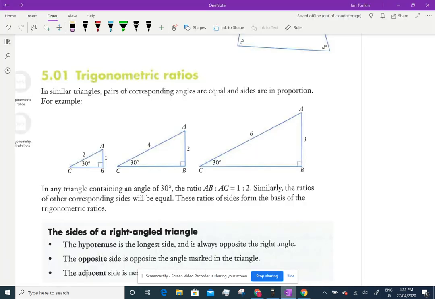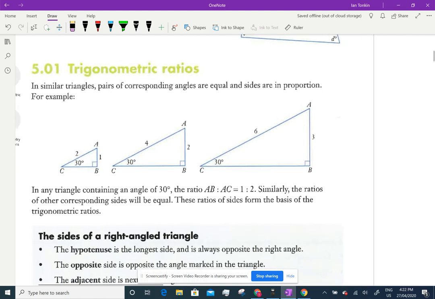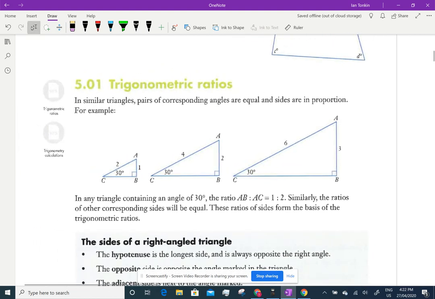Okay, Year 11, about to start our new unit on trigonometry. The first couple of chapters, a couple of exercises, are just revision. I like the way that this textbook starts it though, and it starts it with similar triangles, which is what trigonometry is. So here you can see three examples of right angle triangles with an angle of 30 degrees.